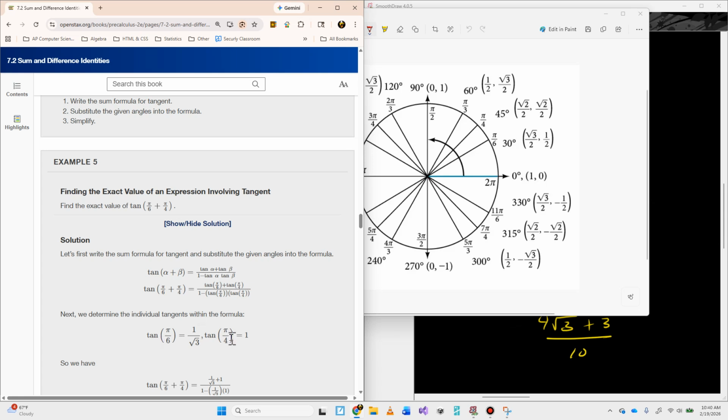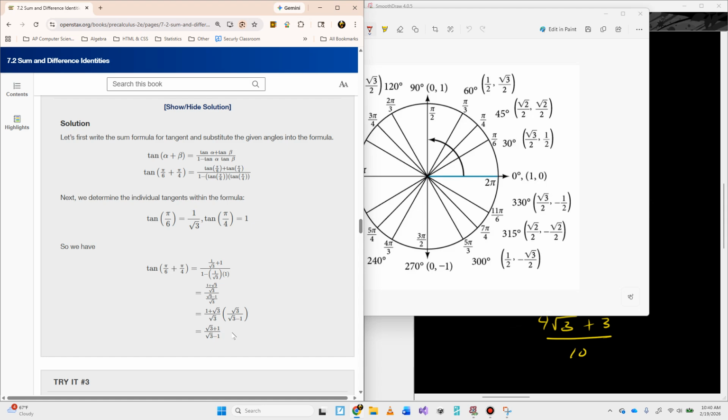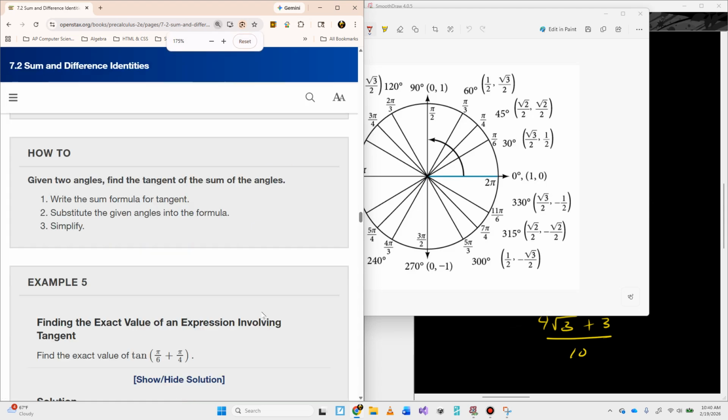Once I have these two values, I will plug them in. The tan of alpha we discovered is 1 over square root of 3. The tan of beta we discovered is 1, so 1 over the square root of 3 plus 1. All of that divided by 1 minus, well, the tan of alpha, 1 over square root of 3, times the tan of beta, which is 1. So that's what we have written right here. I'm going to blow that up so you guys can see it.